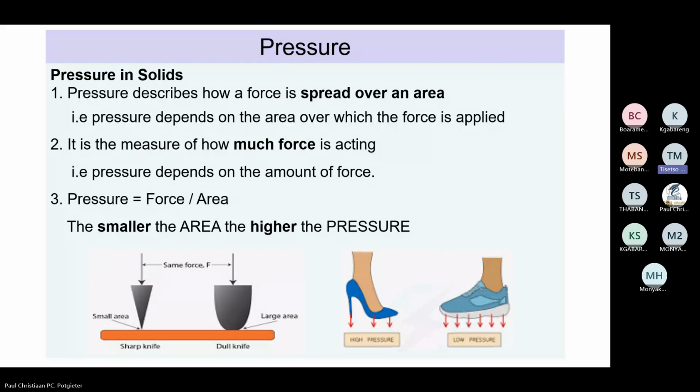Number two, it is the measure of how much force is acting. That is, pressure depends on the amount of force. And then we can relate the two concepts here, force and area, to pressure in an equation. Pressure is equal to the force divided by the area. The smaller the area, the higher the pressure. If you divide by a bigger number, the result will be a smaller pressure.